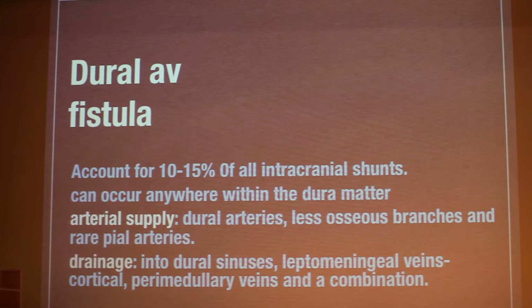It can occur anywhere along the dura mater, and as we said, dural branches are the most important. This is why it's a dural AV fistula, but especially in large lesions, you can have supply coming from pial arteries. Again, it's internal carotid and vertebral, and it will drain into the dural sinuses and into cortical veins. And the important thing about dural fistula is that cortical vein drainage of the brain is the problem.